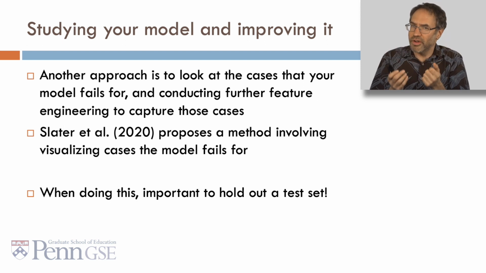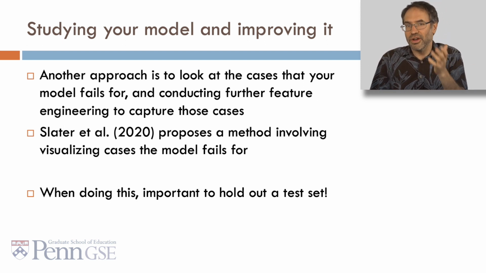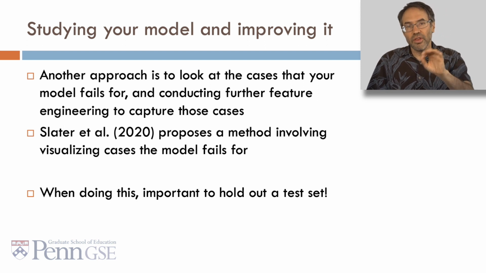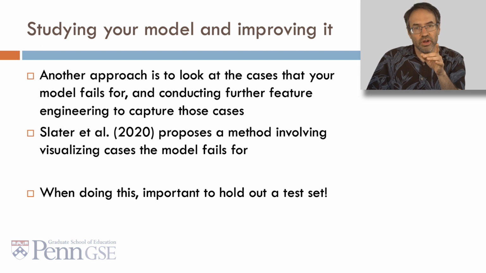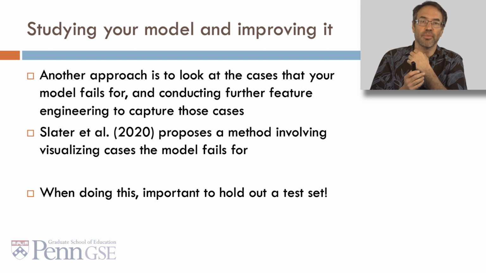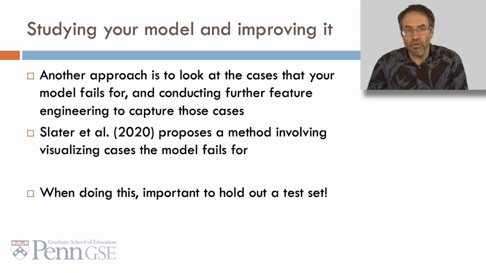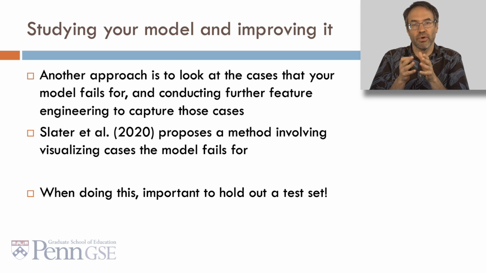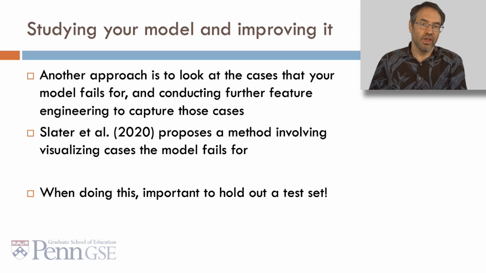But what if you don't have a class imbalance? Your model's just not that good. Or what if you address your class imbalance and it doesn't fix things enough? Another thing people will do in tweaking towards optimality is to look at the cases that the model fails for and conduct further feature engineering to capture those cases. Slater et al., for example, propose a method involving visualizing cases the model fails for to help analyze why it might be failing for those cases.